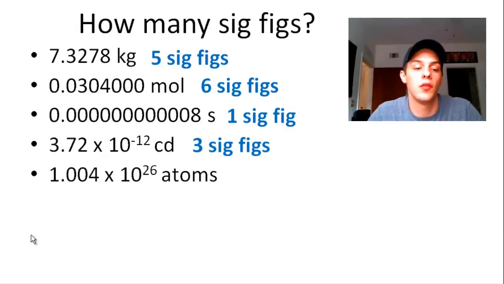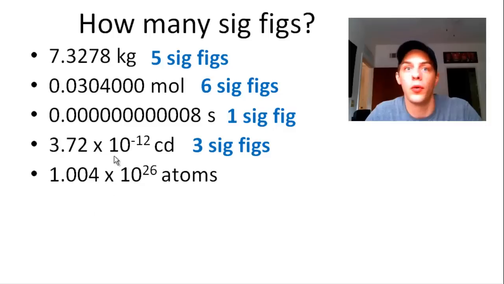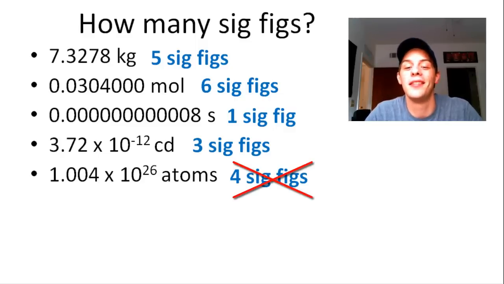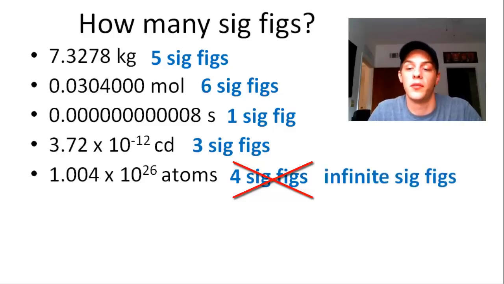Next one, it says we have 1.004 times 10 to the 26 atoms. Okay, so you might say, all right, the 1 and the 4, those are non-zero, so those are significant, and then these 2 zeros are interior, so they're significant. So this has 4 sig figs, right? Wrong. The reason why this doesn't have 4 sig figs is because we're talking about atoms here. We're not talking about a quantitative unit of measurement, right? So when it comes to counting discrete objects, which is what I mentioned in the last slide, these are exact numbers, so they have an unlimited or an infinite number of sig figs.